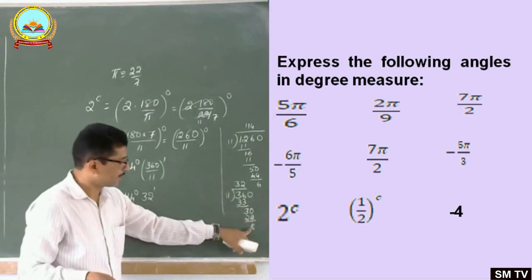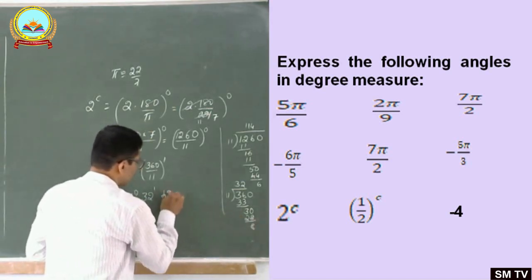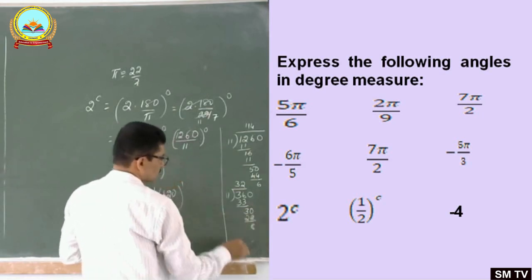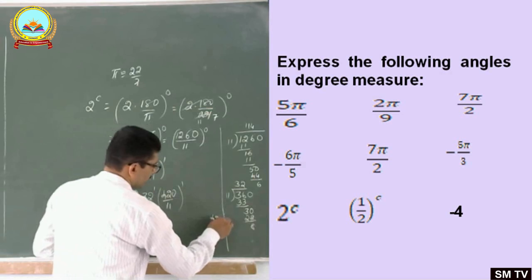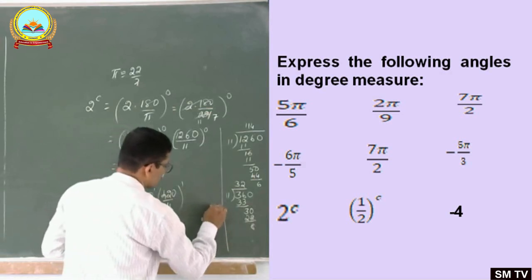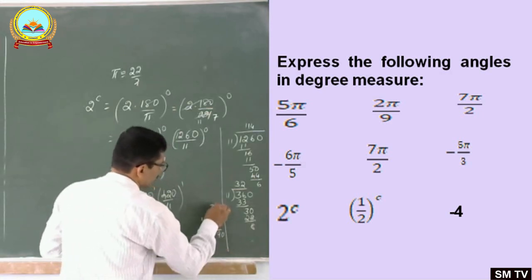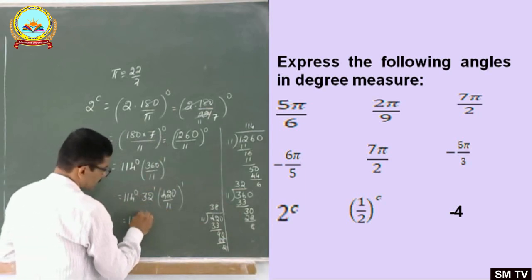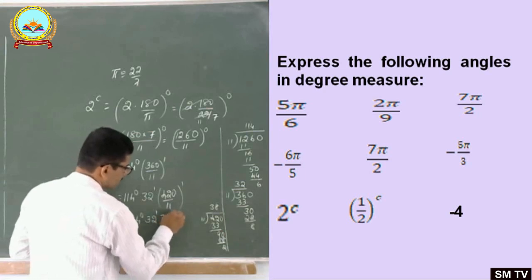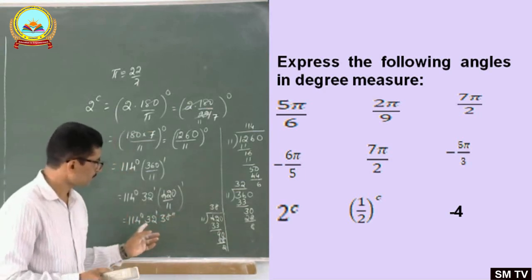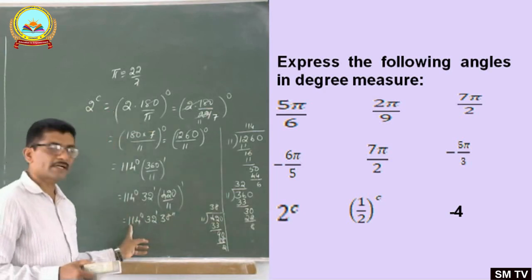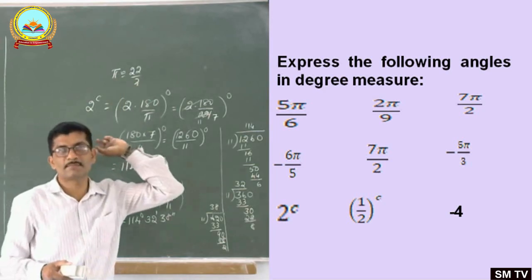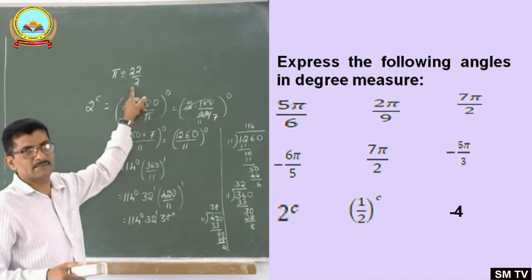This 8 divided by 11 is a fraction of a minute, therefore it is converted into seconds. This 8 is multiplied by 60, 60 into 8, 480 divided by 11 seconds. Once again using the division algorithm, 11 into 3, 33, you get 9, 11 into 8, 88, remainder is 2. Approximately this is 114 degrees, 32 minutes and 43 seconds. It's clear? 2 radians is approximately 114 degrees, 32 minutes, 38 seconds when using pi equal to 22 divided by 7. It's clear?